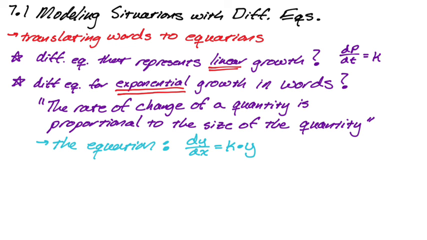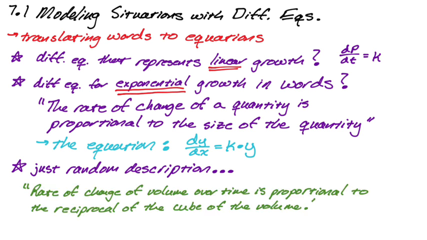So it's dp, p is the dependent variable, and then it's a function of p. So here we have dy dx equals k times y. Hugely important. And then you could just be thrown any random little thing. For example, you might see something like the rate of change of the volume over time is proportional to the reciprocal of the cube of the volume. And you're just like, what?